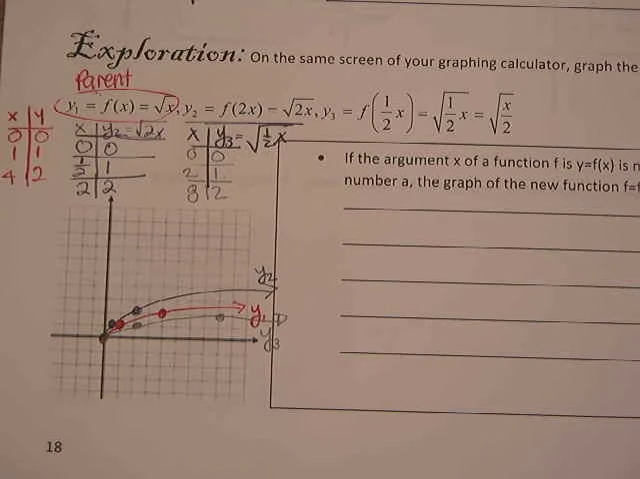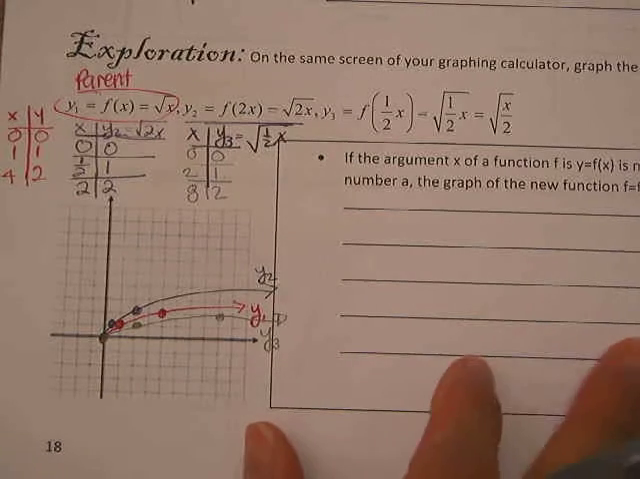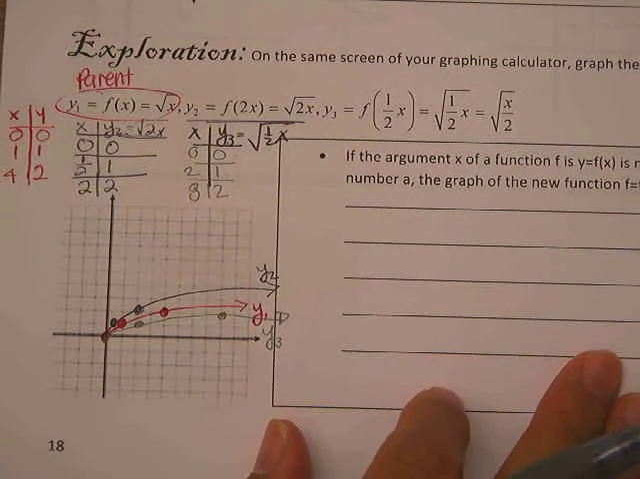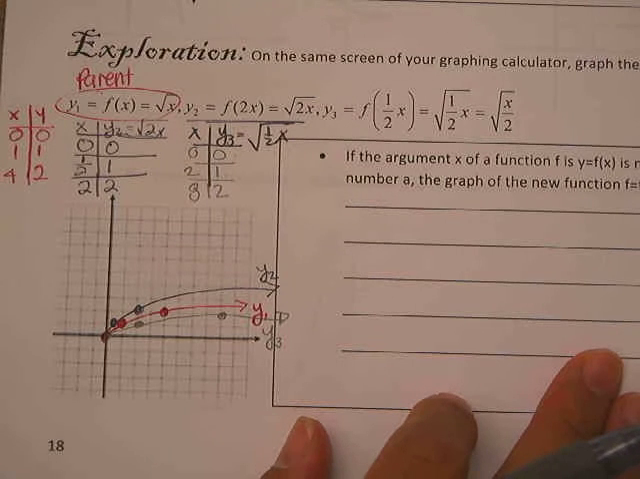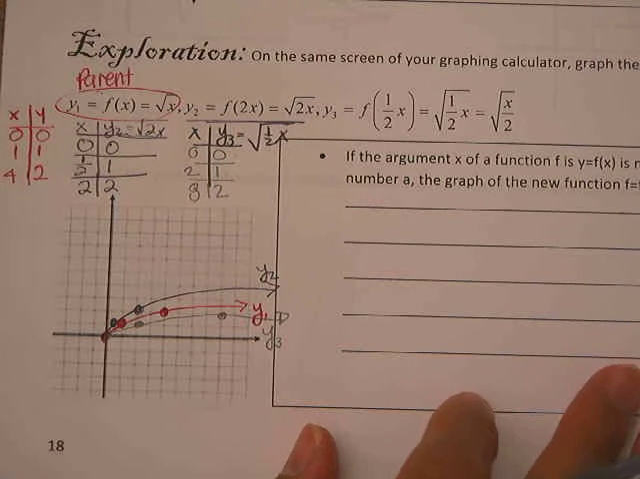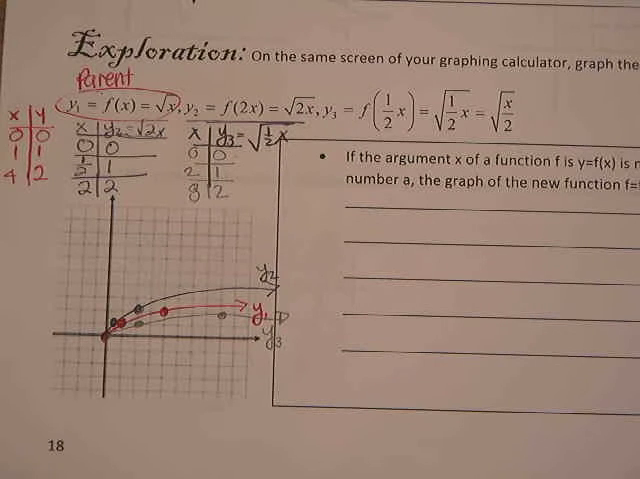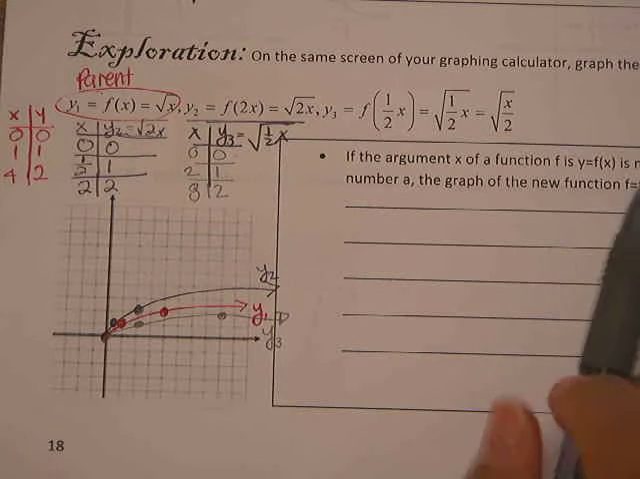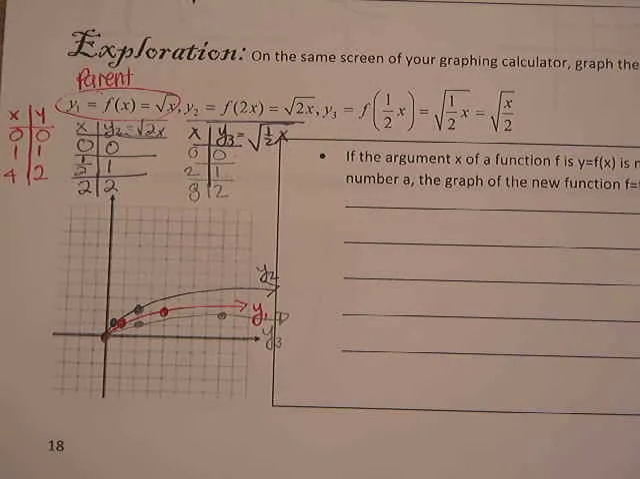Okay. So we're going to spell out what I want you to do here. Okay. So this one says that in the argument, if the argument x of a function, okay, let's give this function any function it wants to be. Oh, let me zoom.